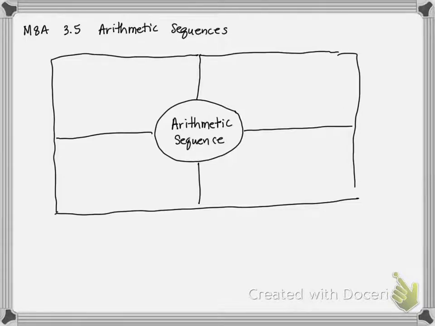So on the upper left, remember this is going to be the definition. And the upper right is going to be characteristics. The lower left is going to be examples. And the lower right is going to be non-examples.